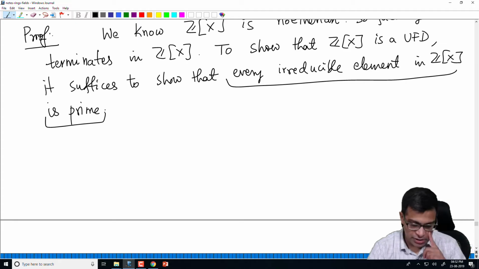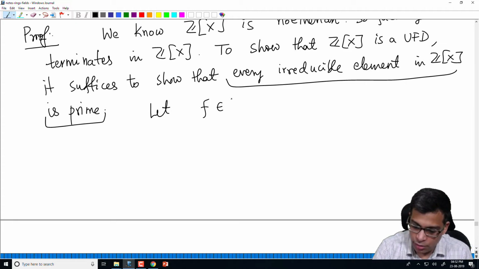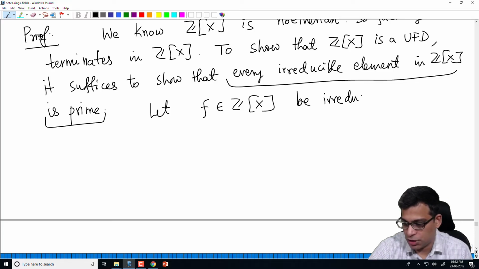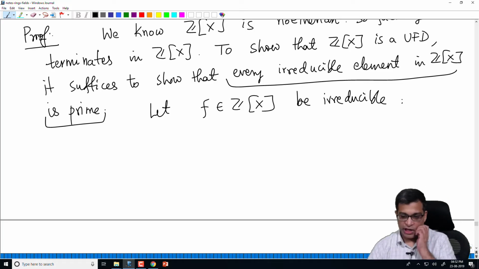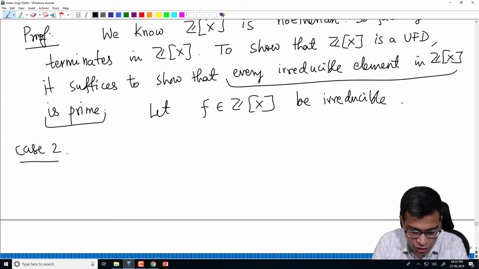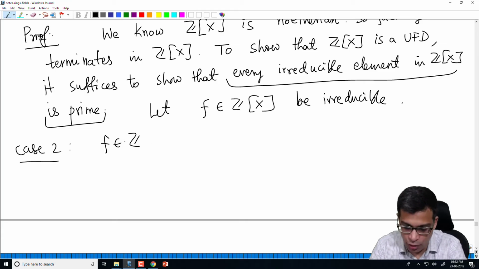In order to do this, let us take an irreducible element. You see where the previous proposition now will come in handy. So let f be an irreducible element. We have two cases. By the previous proposition, f is actually a constant, in other words it is degree 0, in other words it is in Z, and f is a prime integer, right?